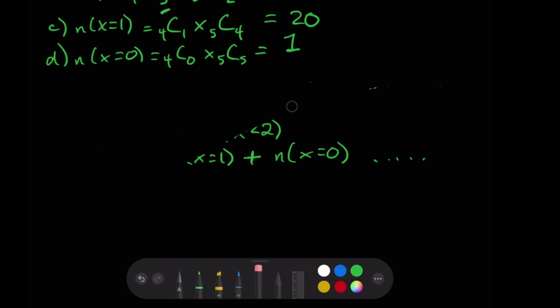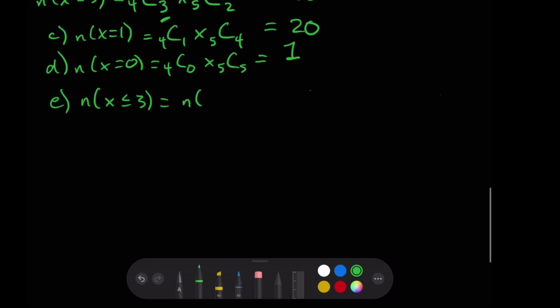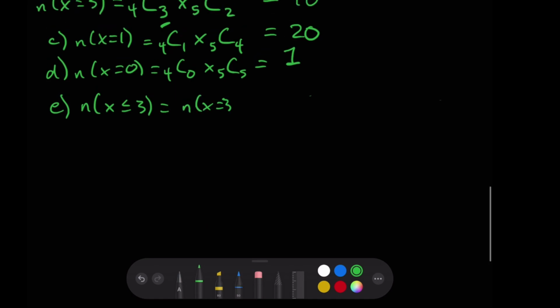So let's go back and take a look at letter E. E said at least 2 men. So at least 2 men means that our number of women is 3 or less. So X is less than or equal to 3. So we're going to find the number of ways to make the committee when my number of women is 3, or, so add, when my number of women is 2, or when it's 1, or when it's 0.